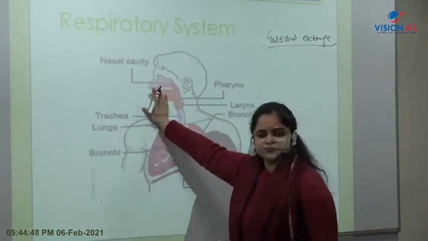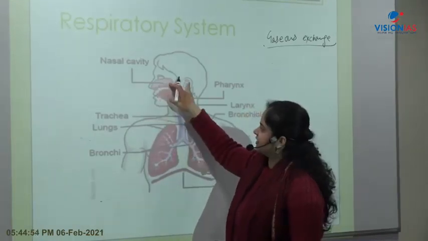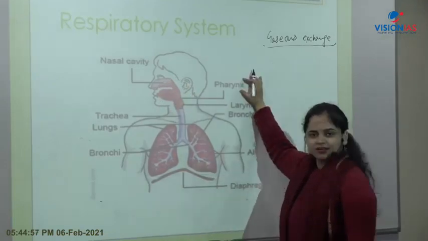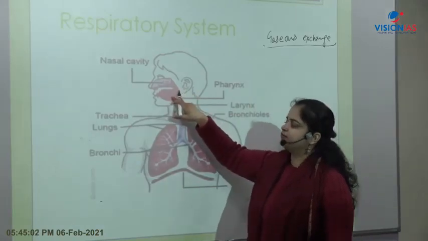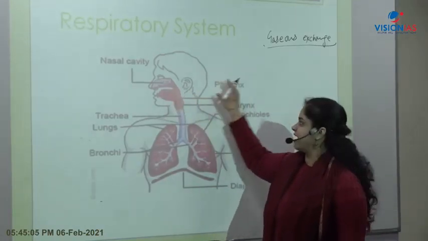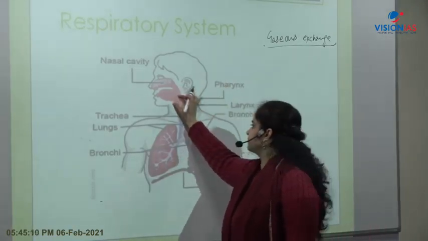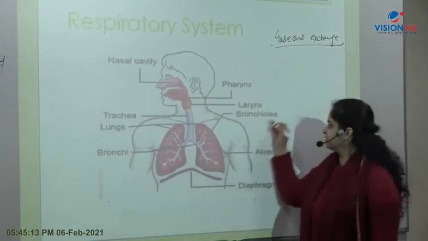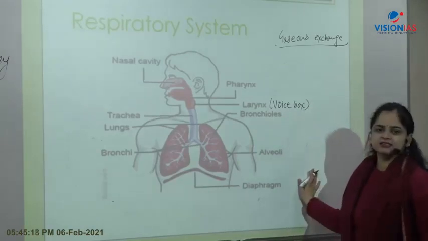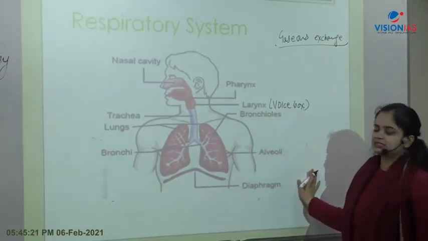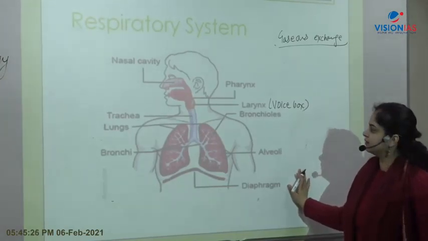First is the nose. Air from outside goes through the nose. It's called the nasal cavity here. Then it goes through the pharynx. Now pharynx is that common passage through which windpipe and food pipe both pass. After this you have the larynx. Now larynx is your voice box. That means this is where your vocal cords are found.